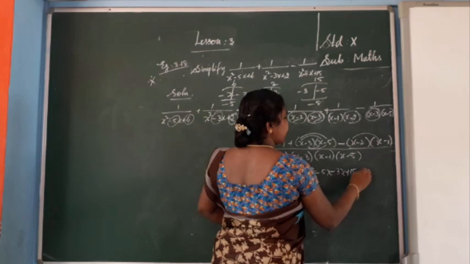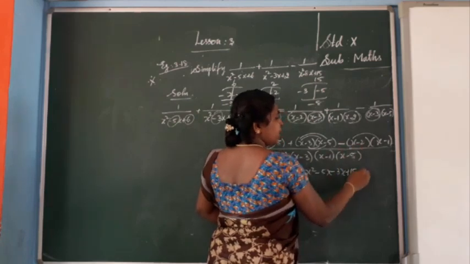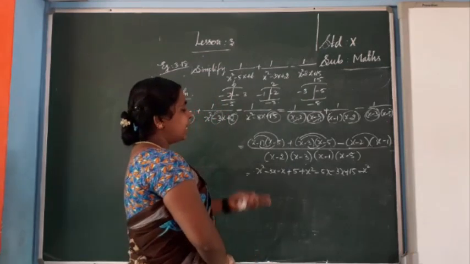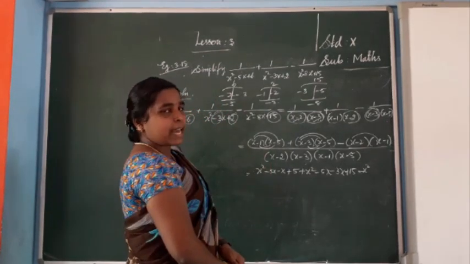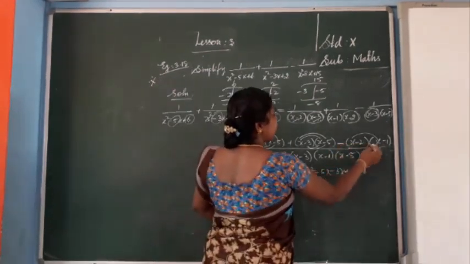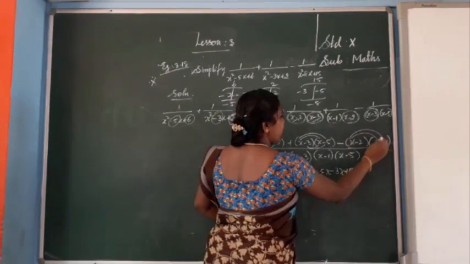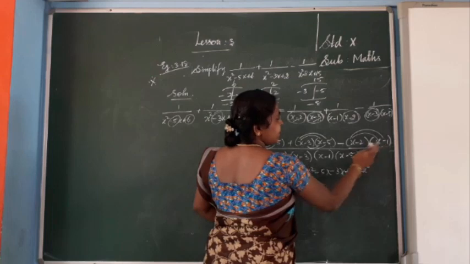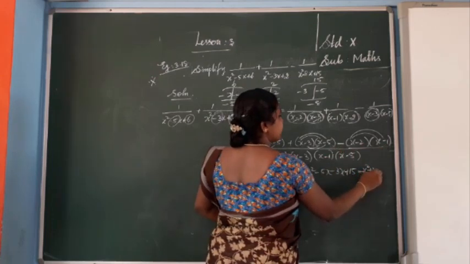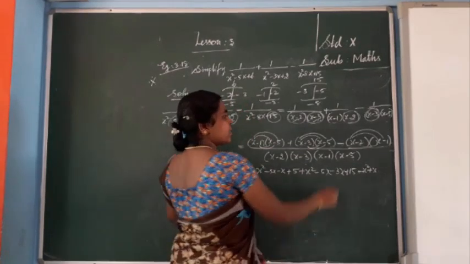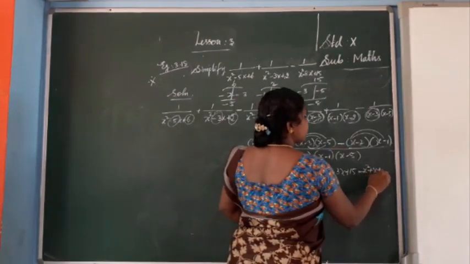So x into x square. Outside one minus, so minus x square. Otherwise one more step you would have to write. It is a lengthy step, no, that's why I am writing directly. X into x is x square, and minus is there, so minus x square. Next, x into minus 1 is minus x, one minus is here, so plus x. Then minus 2 into x is minus 2x, one minus here, so plus 2x.